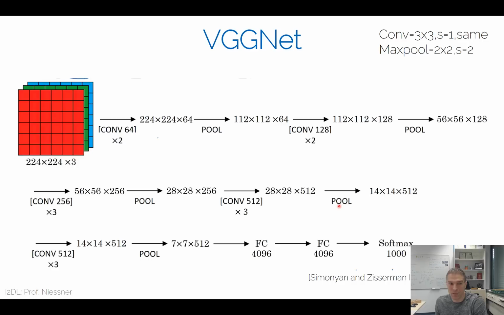And again, this is a max pooling, by the way. Sorry, I should have mentioned that. These are all max pooling operators. And then you go to 14 times 14 times 512, right? So again, spatially we're already very compact. You run another convolution, 512 again, three times in a row. So you have 14 times 14 times 512 here. You're running another pooling, you go into 7 times 7 times 512 then.